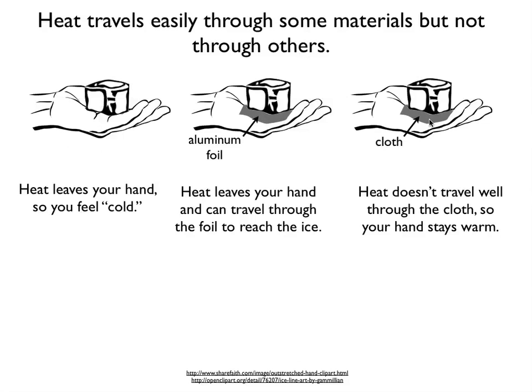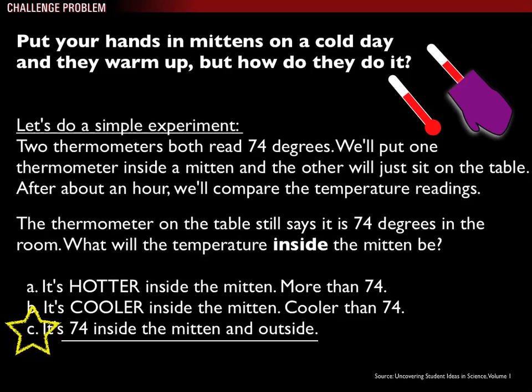But if you switch out that aluminum foil and instead put a cloth there, heat might try to leave your hand, but it can't go through the cloth very easily. And so it basically sticks around. Well, what else do we know that's made out of cloth? Oh yeah, the mitten. So how does that work? Well, the mitten, of course, is made out of cloth, like the cloth experiment we did, which isn't going to allow heat to transfer through it very easily.